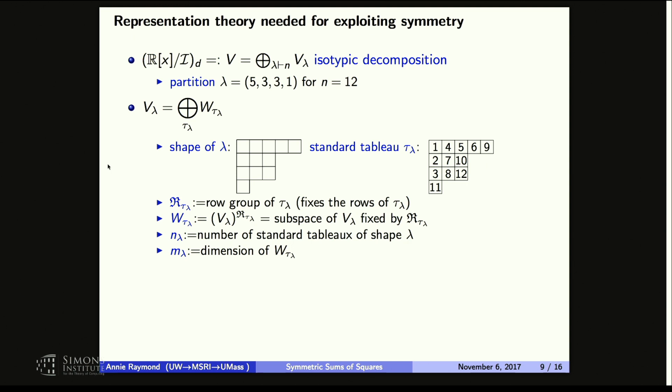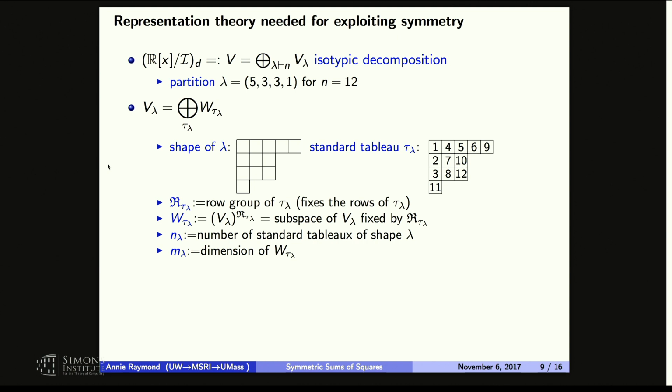So for any tableau, I can consider the row group of that tableau. So any action that will fix the rows of my tableau. So for example, the action 1, 4 would be fine, because 1 and 4 would still end up in the same row. Whereas the action 1, 2 would not work. I would be switching the rows of these two elements. And so the W tau lambda that I decompose my isotypic component into is just a subspace of my isotypic component that is fixed by my row group.